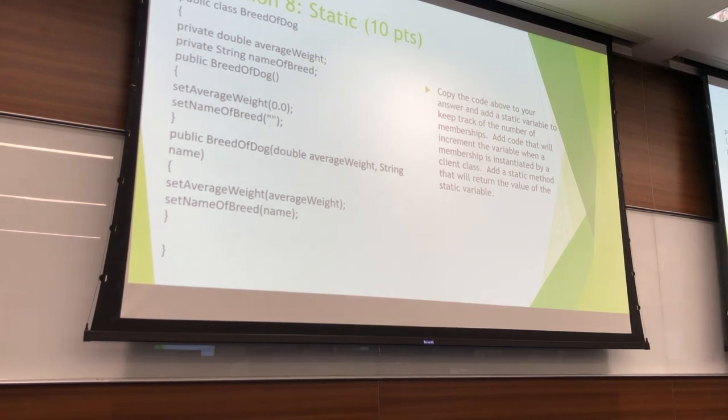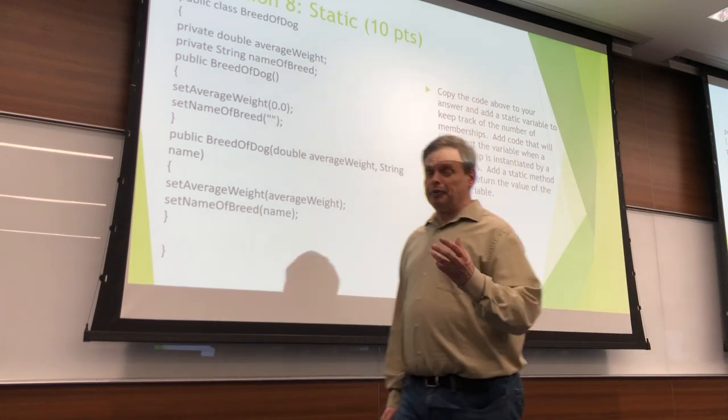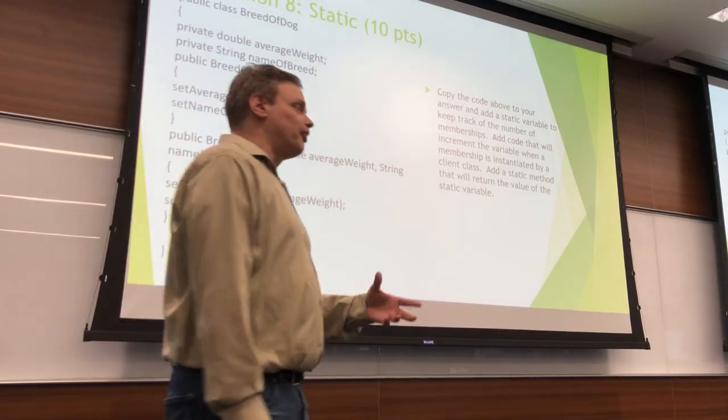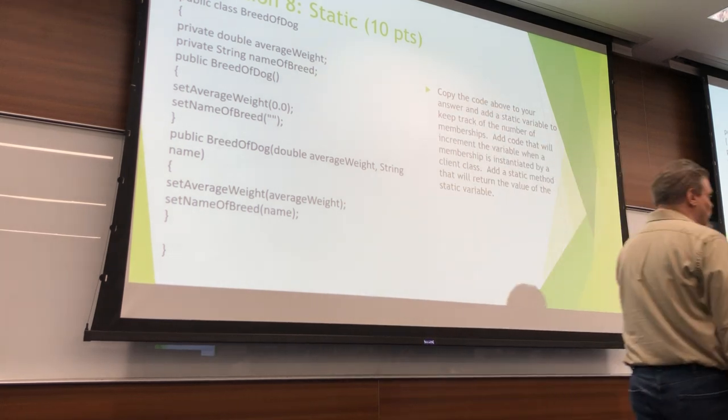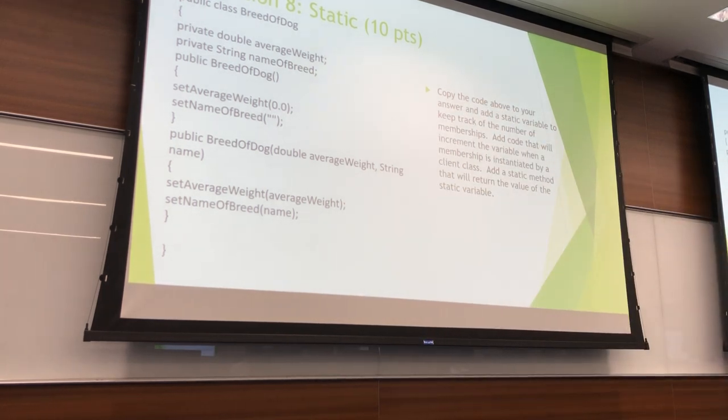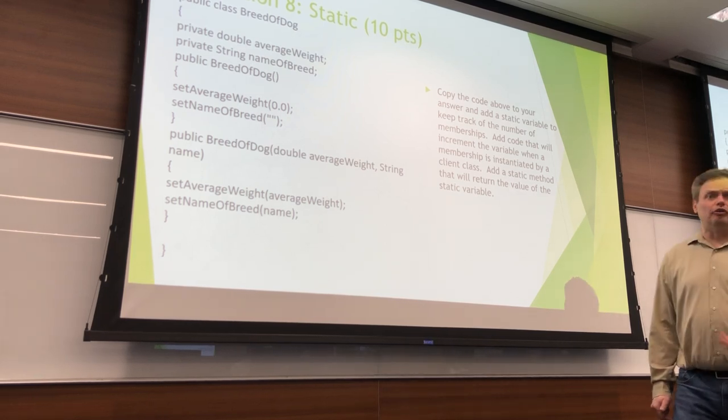So, it says, copy the code above to your answer and add a static variable to keep track of the number of memberships. Okay, so last time I described what static variables are for. I'll repeat it now. Just remember that a static variable is a variable that's common to all members of the class. So Siberian Huskies, German Shepherds, Poodles, whatever, will all have the same number of breeds. I said memberships here, I apologize. But they will all have the same number of breeds.